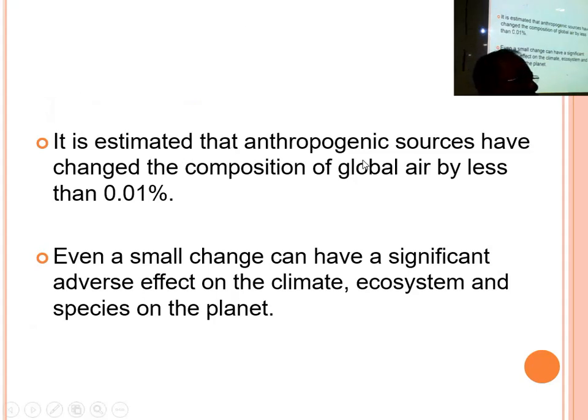Anthropogenic source means human source. It is estimated that anthropogenic sources have changed the composition of global air by less than 0.01%. Even a small change can have a significant adverse effect on the climate. Small change of what? Small change of carbon dioxide percentage. How much carbon dioxide percentage do you have now? Can you tell me? At this moment, what is the carbon dioxide percentage in air? 0.034%. Now it is increasing day by day. It is told that a little bit of change of carbon dioxide percentage in the air can enormously affect the environmental conditions, climatic conditions. That is told in the last line.